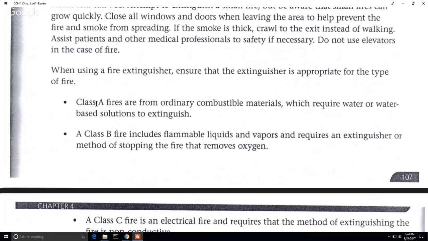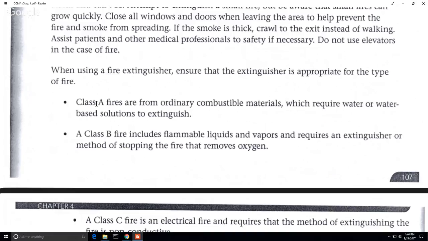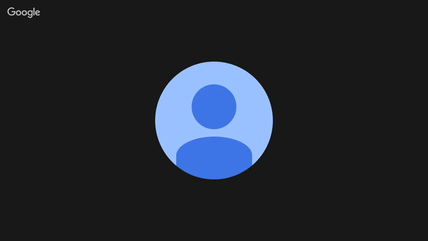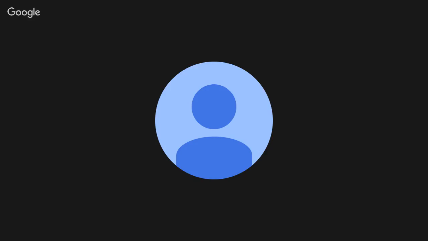So class A fires are from ordinary combustible materials. Oh my God, do I have to remember the class of the fire? Exactly. Actually, your place should have the right extinguisher. But then again, it's good to know.